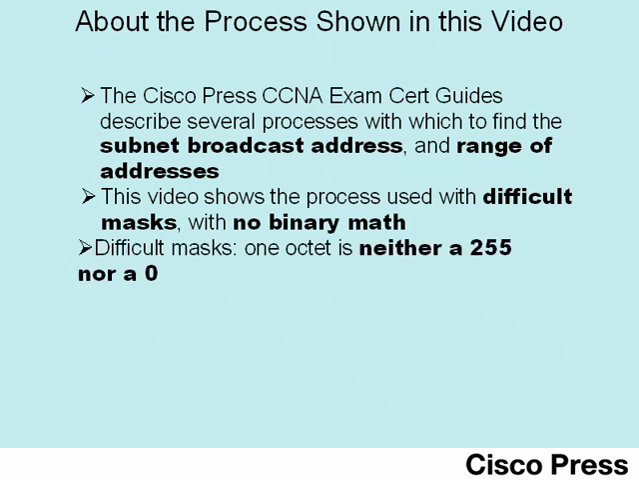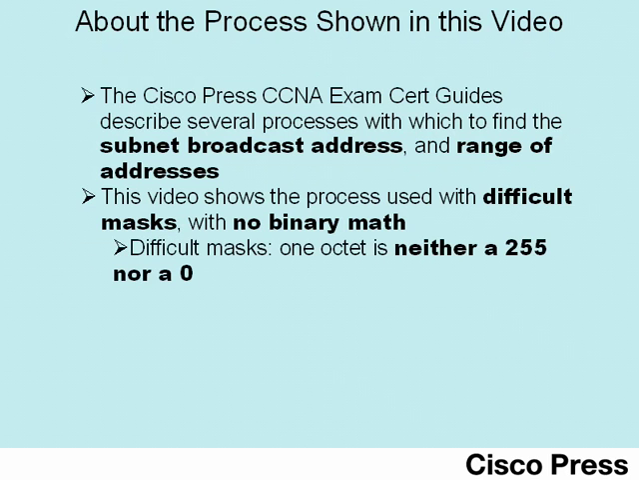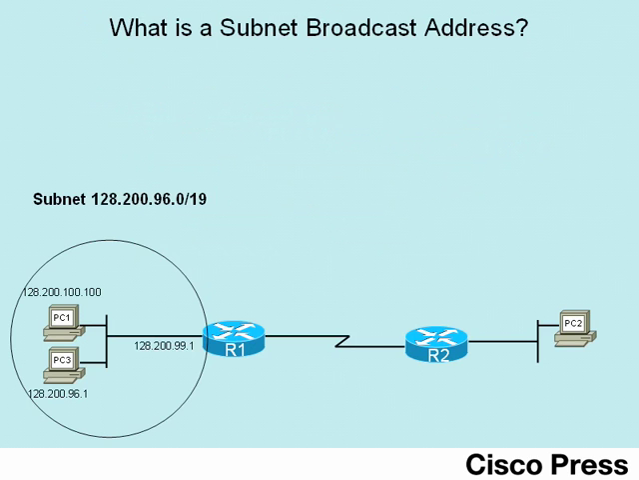Now a difficult mask simply means that the mask has one octet that's neither a 255 nor a 0, which makes the answers a little bit less intuitive. For those of you using the Cisco Press exam certification guides, note that the books oftentimes refer to this particular process as process RP-6C.